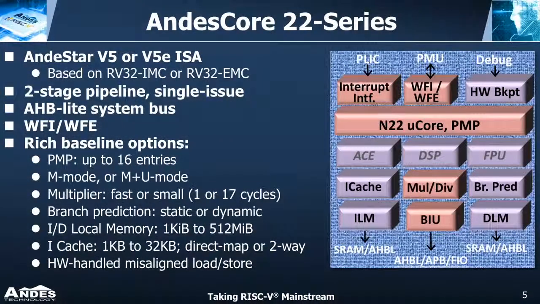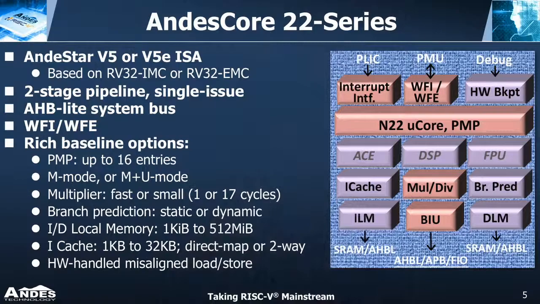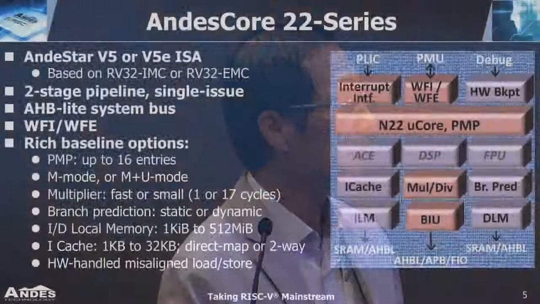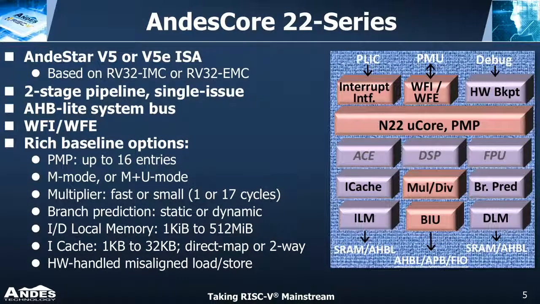Based on that, we announced a new entry-level core, the N22, the first member of the 22 series. It is a two-stage pipeline core, single issue. It also supports physical memory protection. The instruction set is based on RISC-V 32, RV32 IMC or RV32 EMC.